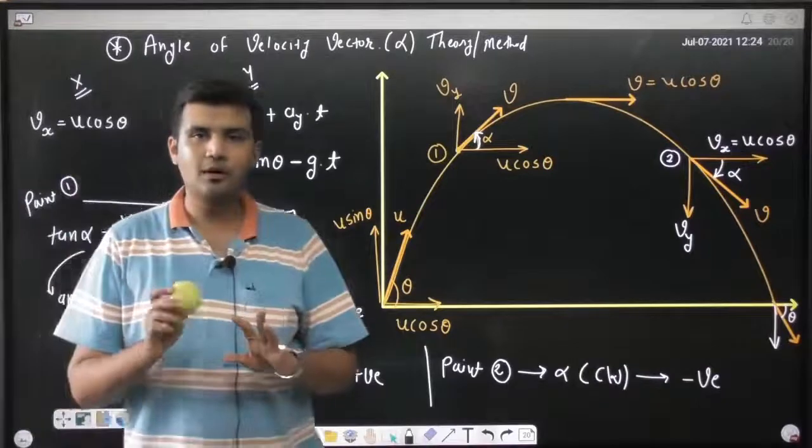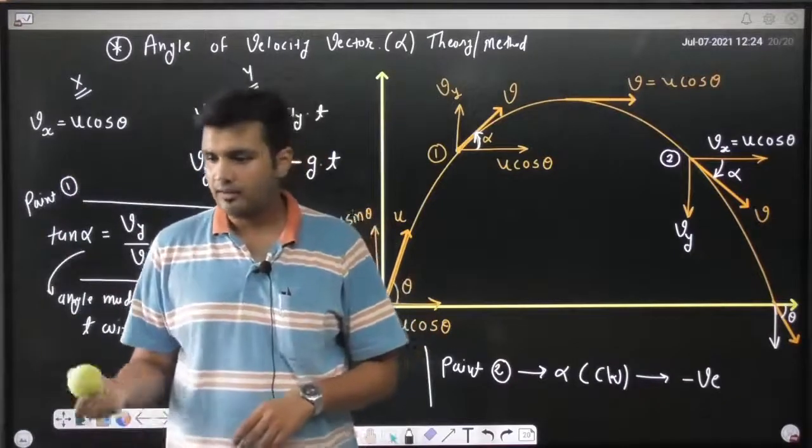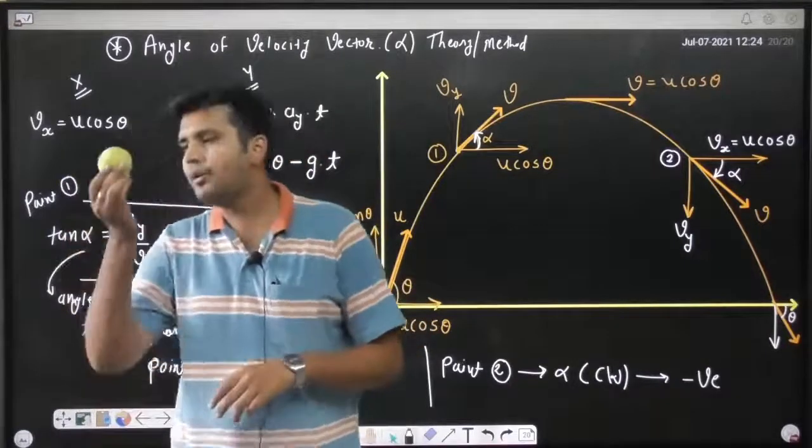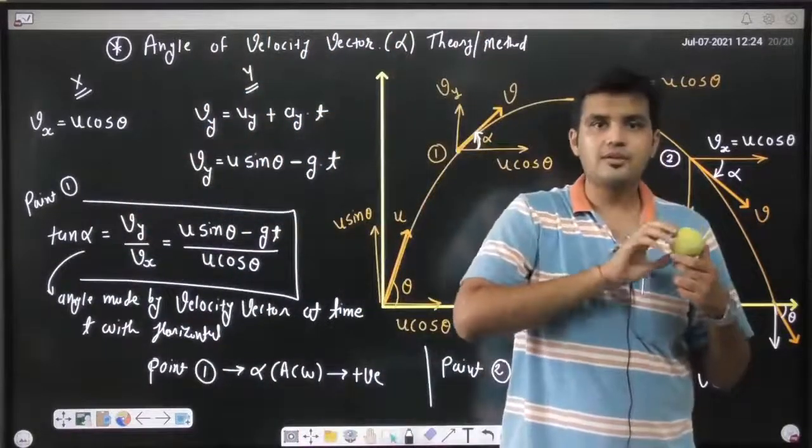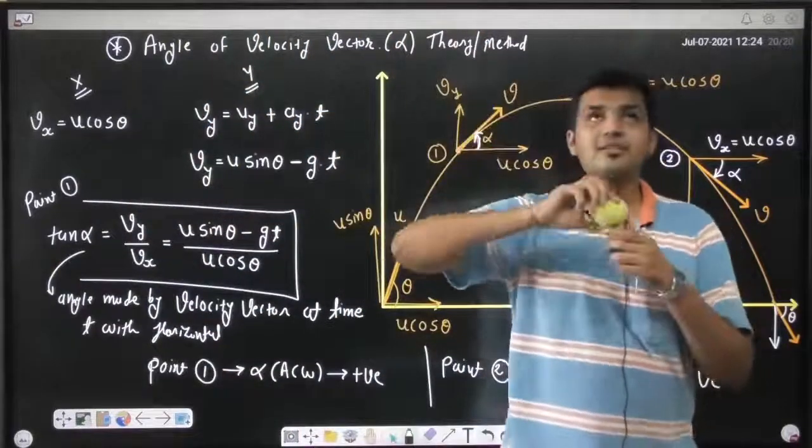See, I am the observer. I am throwing the ball, and this is from here. I am throwing the ball, and I am observing with this velocity, and I am going over here and here. So I will just see this motion, I mean this motion only.